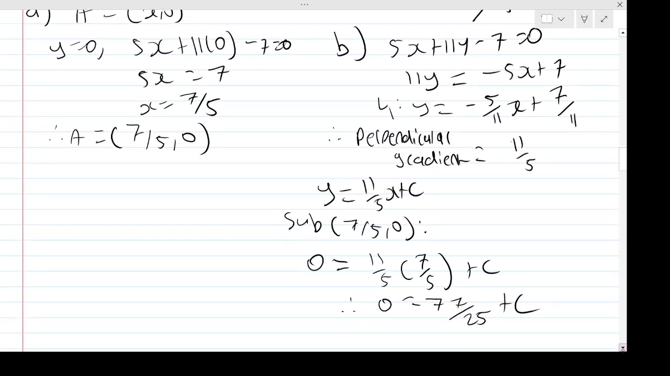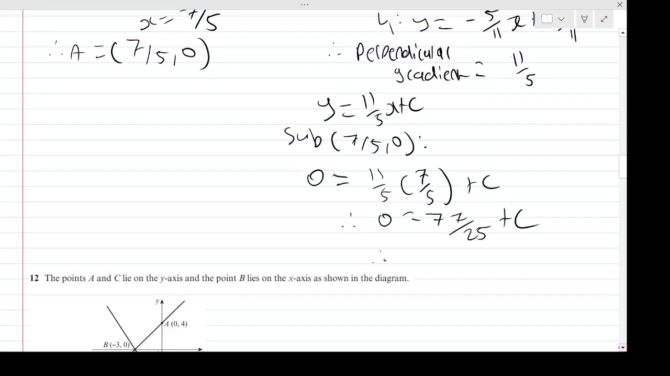That means, if I rearrange ever so slightly, c is equal to minus 77 over 25, okay? Cool. Well, that means my equation overall is y equals 11 over 5x minus 77 over 25, okay? Cool.